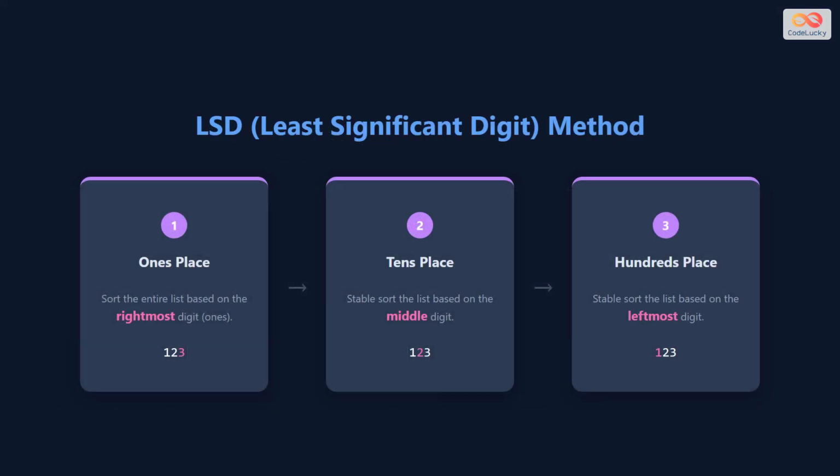We will focus on the least significant digit, or LSD method. This is the most common approach. We start sorting from the rightmost digit, the ones place, and move progressively to the left, through the tens, hundreds, and so on.